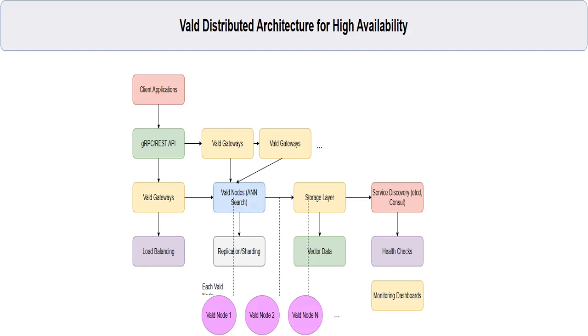This highlights one of Vald's key strengths, its distributed architecture, which ensures high availability and fault tolerance. By distributing data and search responsibilities across multiple nodes, Vald can continue to operate even if some nodes fail. This relates to availability through distributed architecture.